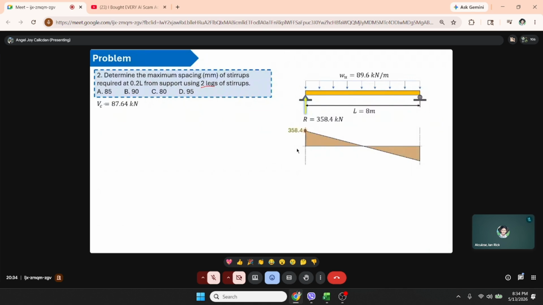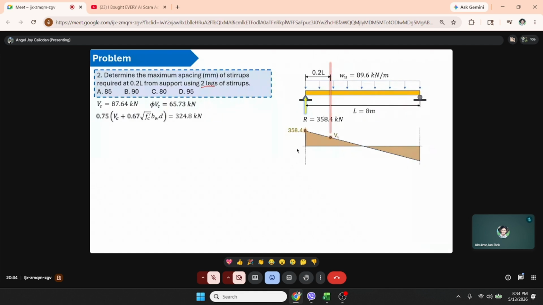So VC is the same as in part 1, and phi VC is also the same. And we check if shear reinforcement is required. So here in part 2, we measure 0.2 L. So 0.2 times 8 meters.